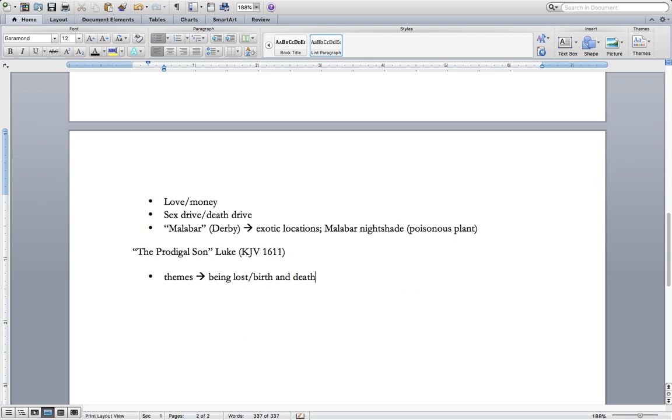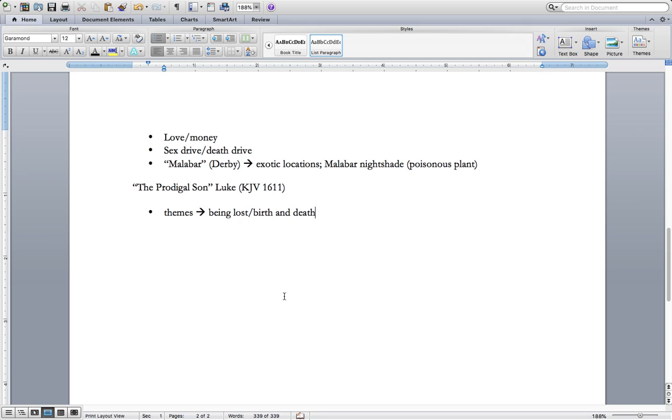Birth and death. That's because we have these allusions to the drought and the land, and then there's a kind of rebirth. What's happening with the land is reflective of what's happening with the younger brother in this story. It's a parable, I think they call it. The younger son is lost, so to speak, allegorically and textually.